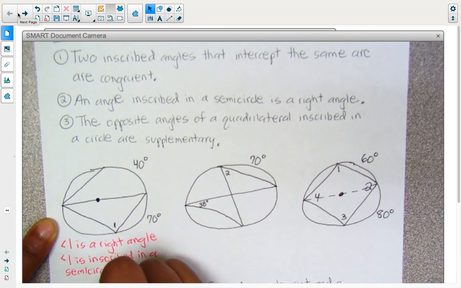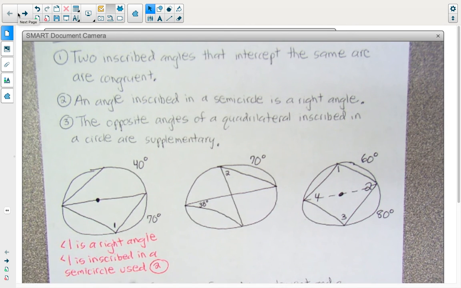So we use number 2 from up above. An angle inscribed in a semicircle. Angle 1 is inscribed in a semicircle. So by definition, it's a right angle. Okay. All right, let's see what number 2 is.